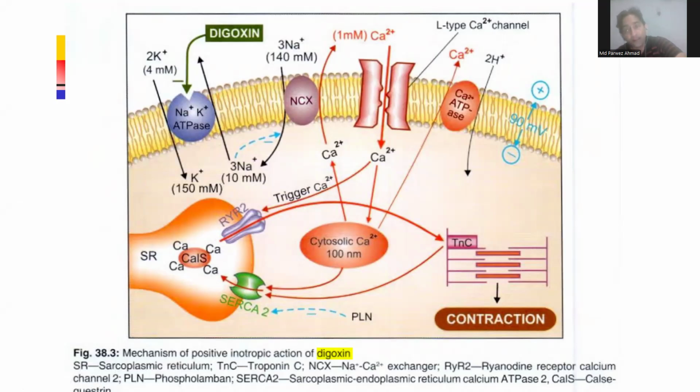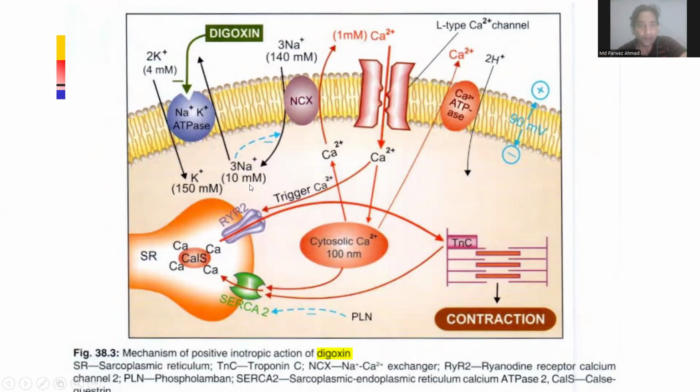Now after that, again 99% of the calcium is taken back by the SERCA2, and 1% of the calcium is still in the cytoplasm. Now 1% of the calcium again tries to move from the cell to the outside, but we know that the sodium calcium exchanger is inhibited by the sodium, because we have already inhibited the sodium potassium ATPase by digoxin. Now again 1% calcium comes to the sarcoplasmic reticulum and activates the ryanodine receptor.